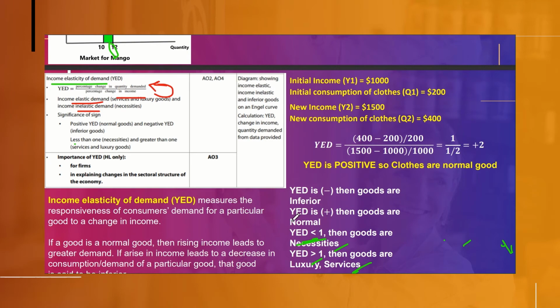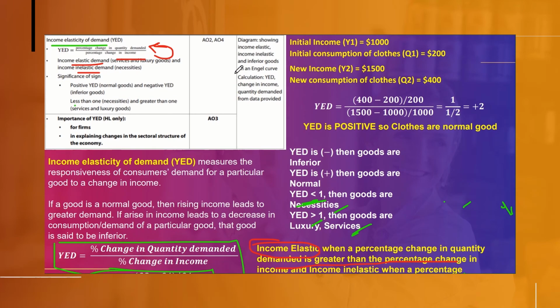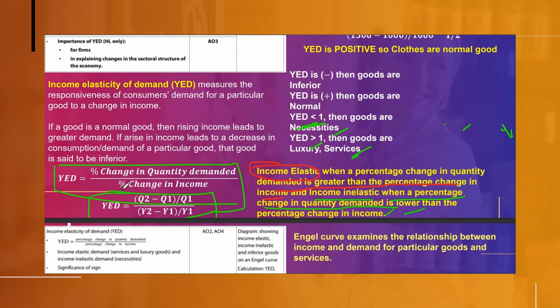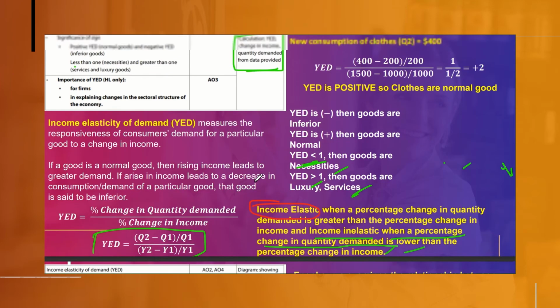So this is the basic, and here you can expect one question related to the calculation of income elasticity of demand. So please remember this formula, and if we are unable to get the information, this formula will also help you calculate the YED. Right: Q2 minus Q1 upon Q1, divided by Y2 minus Y1 upon Y1.